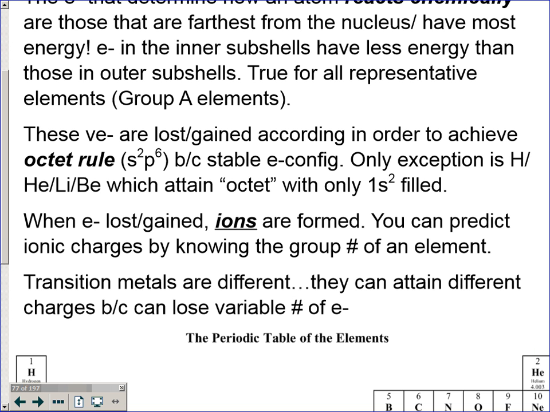The octet rule comes into play, for example, if I'm talking about the second energy level, when you have 2s2, 2p6. So in this valence shell, the electron energy level that's the farthest from the nucleus, I have 2s2, 2p6. How many electrons are here? 8. 2 plus 6 is 8.